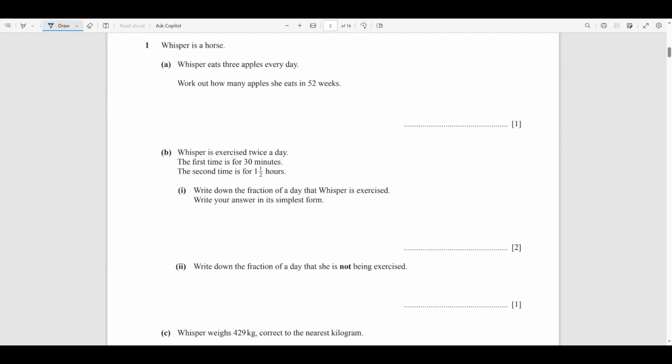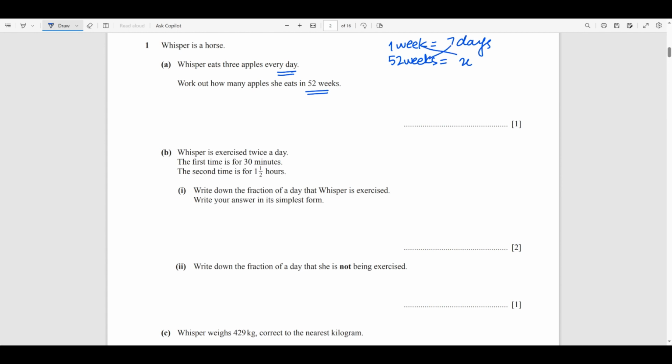Whisper is a horse. Part A, Whisper eats 3 apples every day. Work out how many apples she eats in 52 weeks. So first we need to see that this is in days and this is in weeks. So first we need to have these in common. We either convert this into weeks or this into days. I think weeks to days is easier because 1 week is 7 days. We don't want to go in fractions and decimals. So weeks to days are easier. So 1 week is 7 days, right? And we are interested in 52 weeks is how many days.